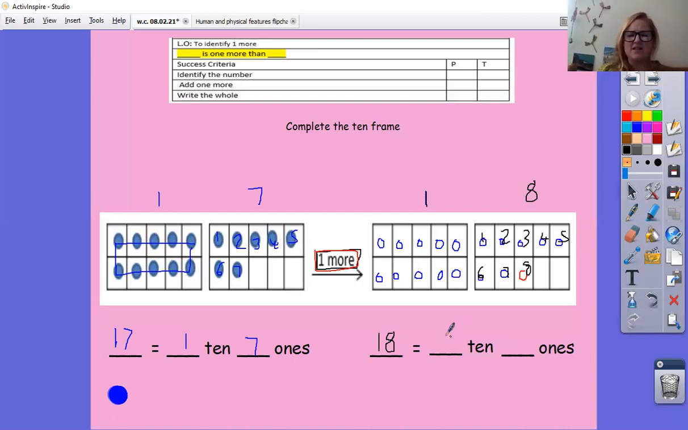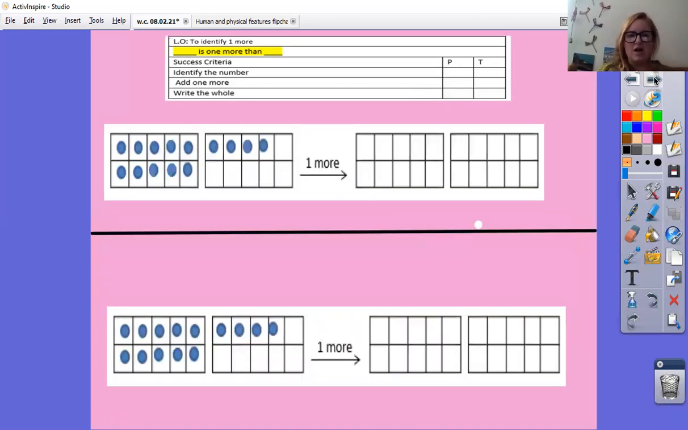Fantastic. How many tens does 18 have? How many full tens frames do we have? We have 1 full tens frame. And how many ones do we have? 8 ones. Brilliant. Okay. Let's have a go at this one together. So what number is this? How many full tens frames do I have? How many full tens frames? Have a look.